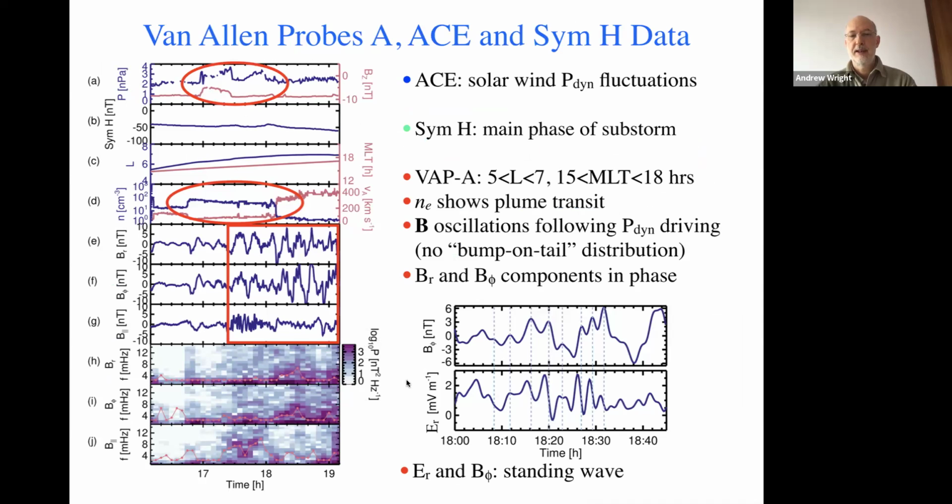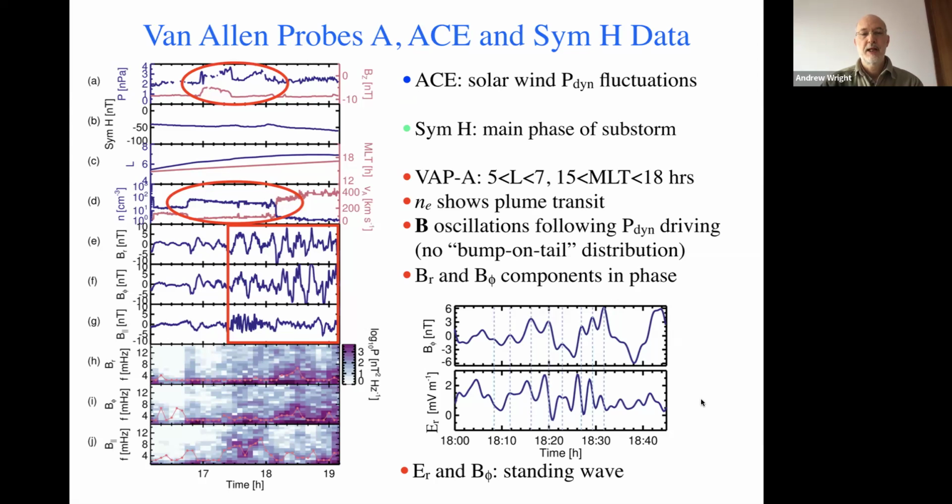The other thing to note is the electric field data wasn't too good for this event, but we did manage to salvage the radial electric field. So if you compare the radial electric field with the azimuthal magnetic field, using the vertical lines to guide your eye, you can see that the two fields are in quadrature, a quarter of a cycle out of phase in time, and that's exactly what you expect for a standing Alfven wave. So that's further evidence.